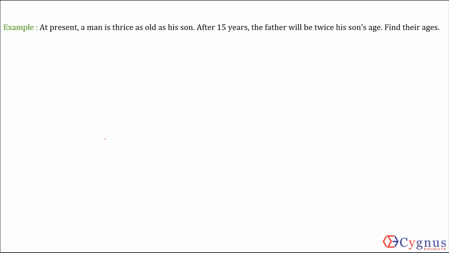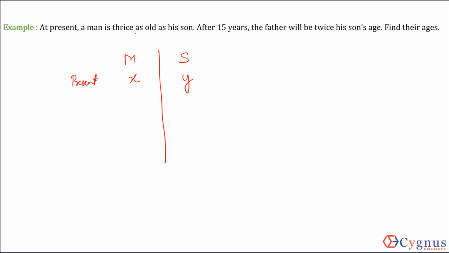At present, a man is twice as old as his son. Fine. Now, these are the questions based on ages. Let's see how to frame the equation. After 15 years, a father will be twice his son's age. Let's assume two variables here. This is man and his son, and I'll take their present ages. Let's say man is X years old, son is Y years old.